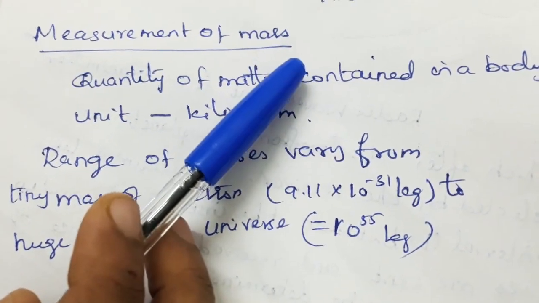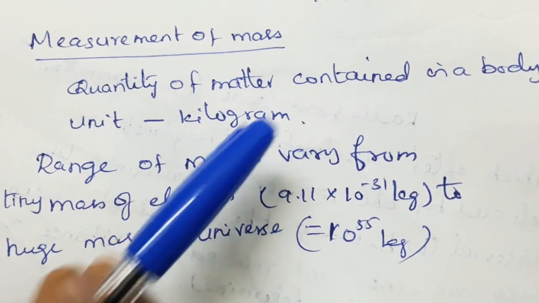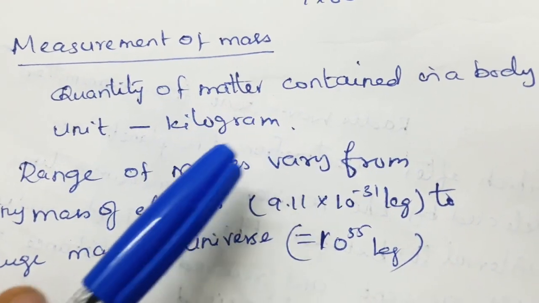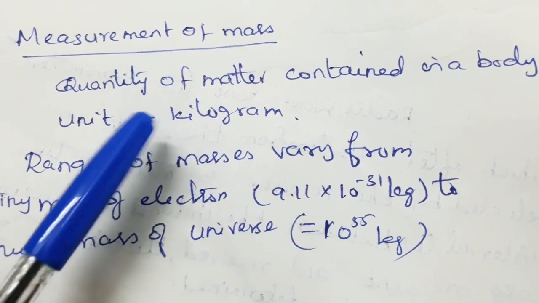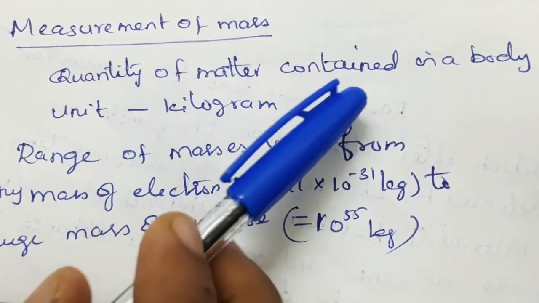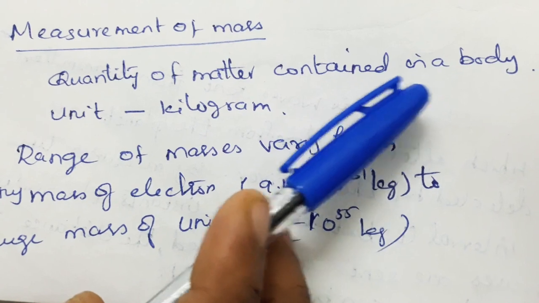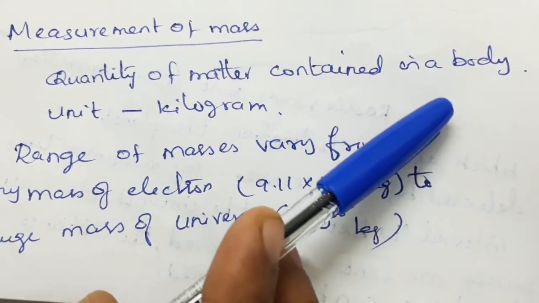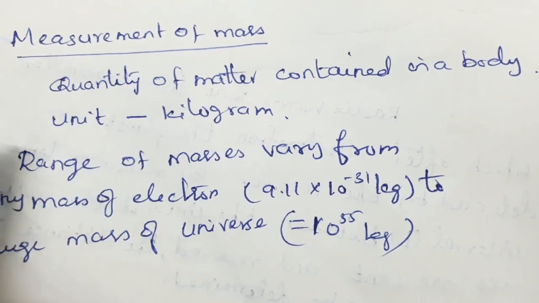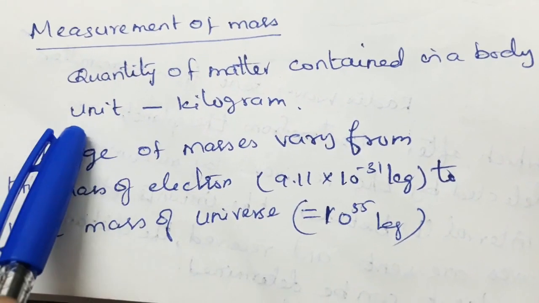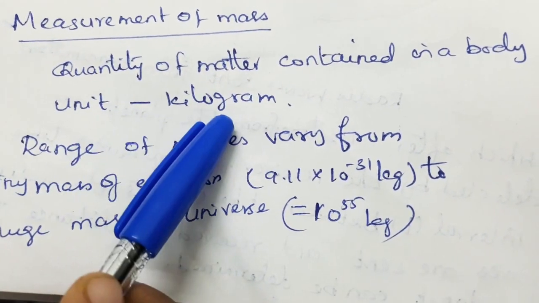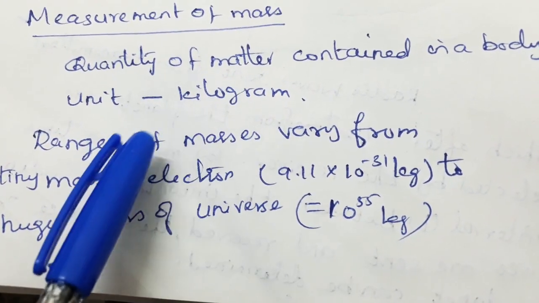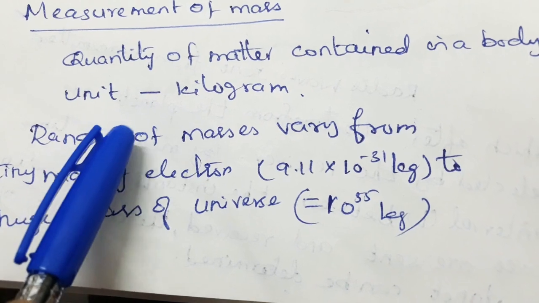Measurement of mass. So, measurement of length we have discussed. Now measurement of mass. What do you mean by mass? It's a property of matter, that is, quantity of matter contained in a body. Mass of a body is defined as quantity of matter contained in a body. One of the fundamental quantities. What is the unit of mass? Kilogram.